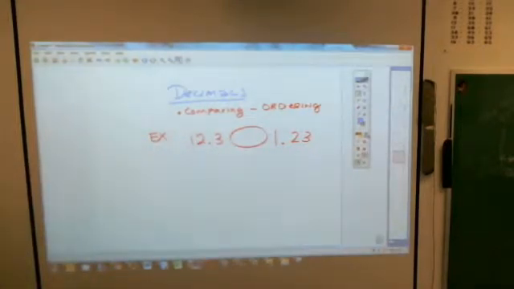You will notice that both of those numbers happen to have the same exact digits, 1, 2, and 3, and they both happen to be in the exact same order. However, they are not the same number. When you look at two numbers that have decimals, what do you think is the first thing you should look at?